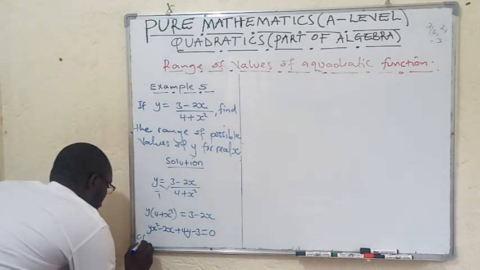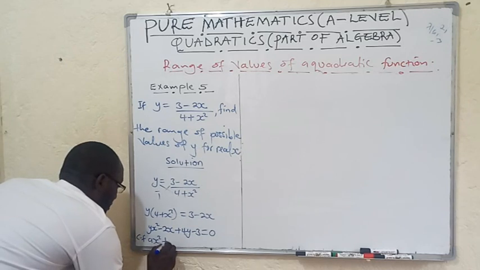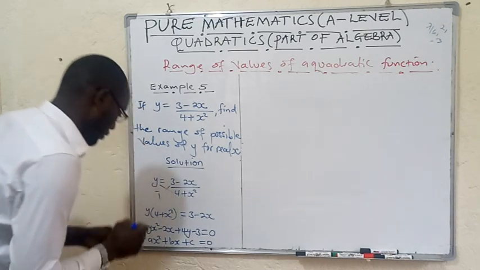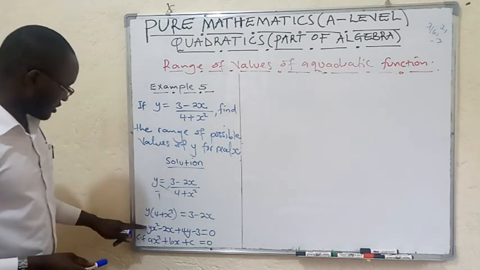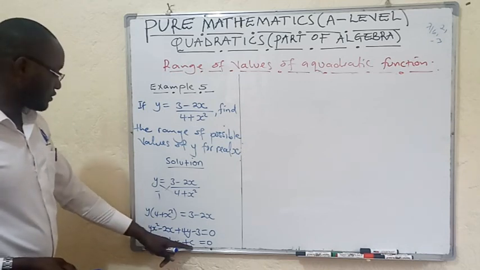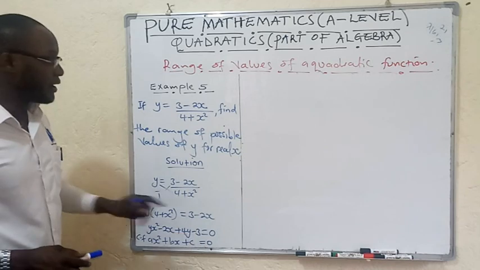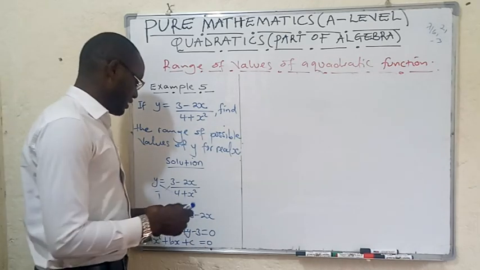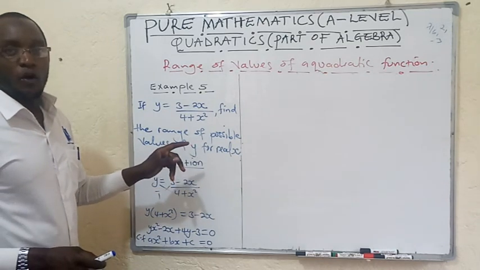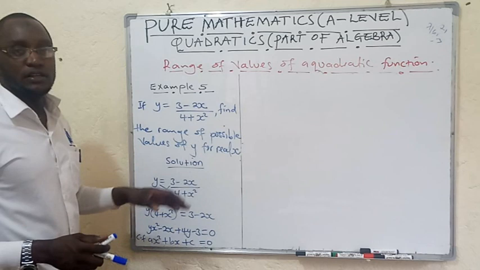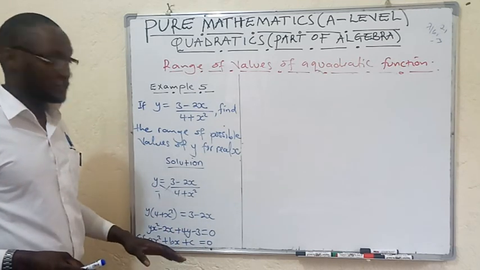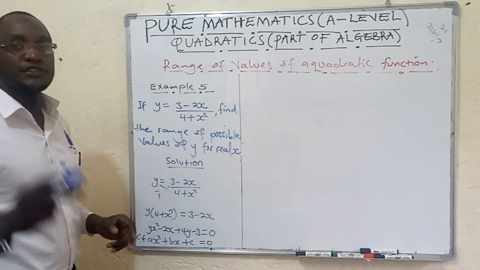Come and see. If we compare with ax squared plus bx plus c equals 0, you realize that the quadratic coefficient is y, the linear coefficient is negative 2, and the constant is 4y minus 3. So we can go and pick the discriminant. The examiner is talking of real x. For x to be real, the equation can have repeated roots, or it can have two distinct roots.